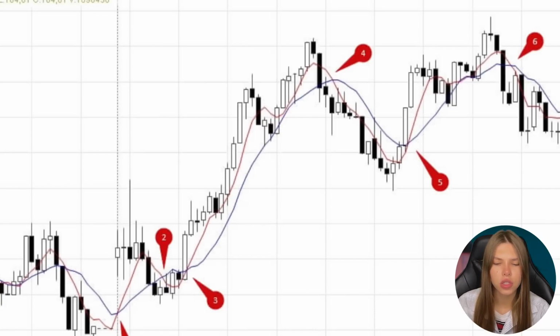The intersections of two moving averages are sometimes called dead or golden crosses. Such a trading system can be added additionally to the trading system.